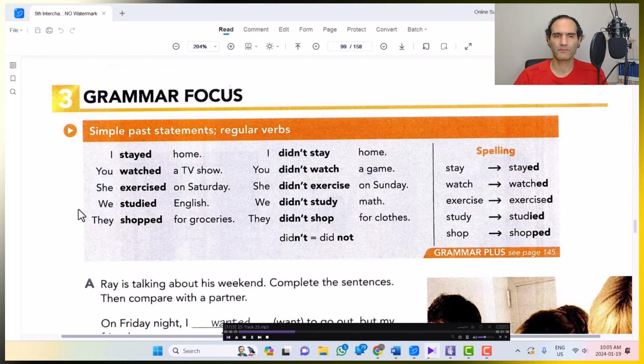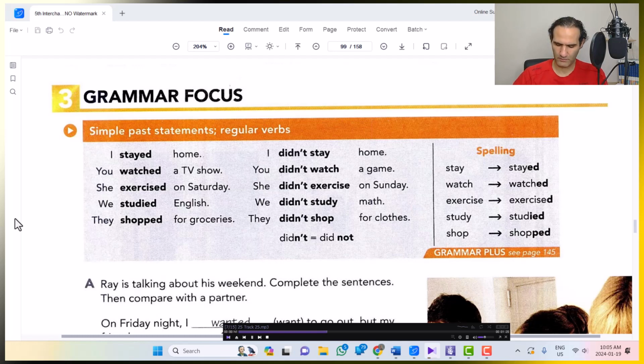Good. She exercised on Saturday. So question: did she exercise on Saturday? She didn't exercise on Sunday. We studied English. Good. Did you study English? We didn't study math.